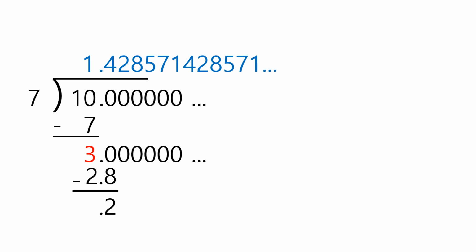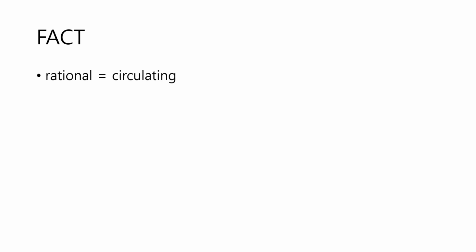Did you find a pattern? Any such division makes a pattern, and this is a general phenomenon. Whenever a decimal fraction has a pattern, it is called circulating. So we have observed that every rational is circulating. If you wonder why, please try some examples and find out.